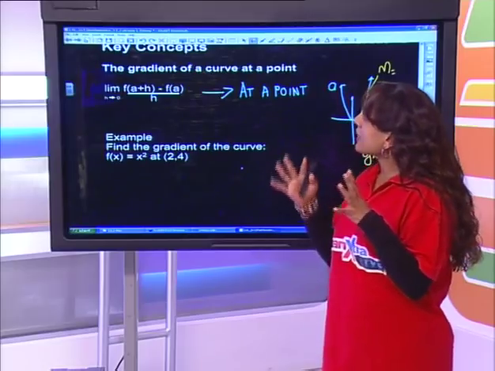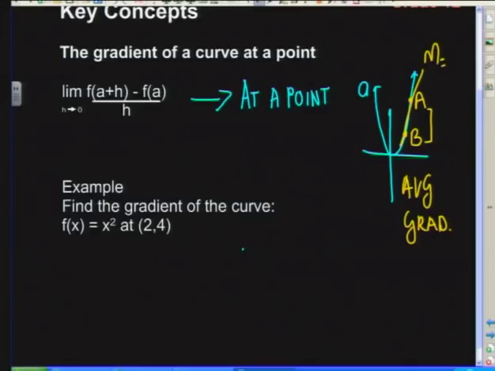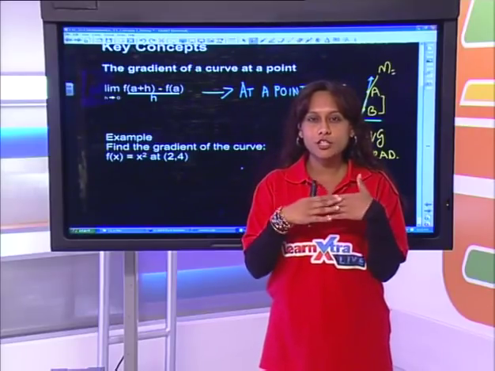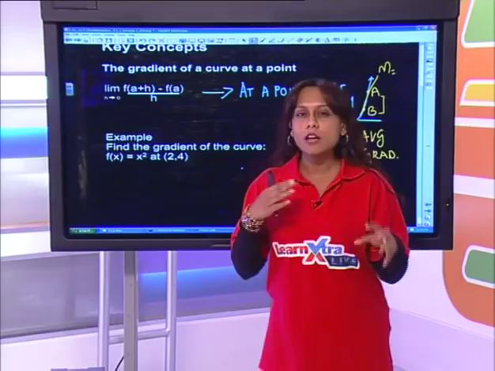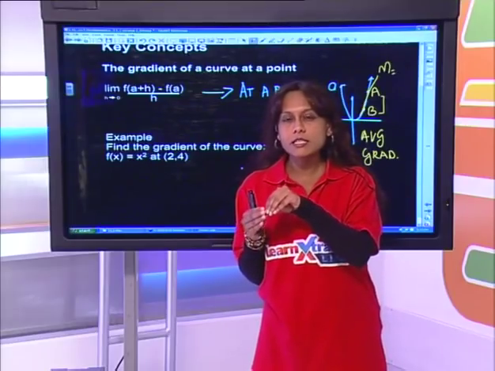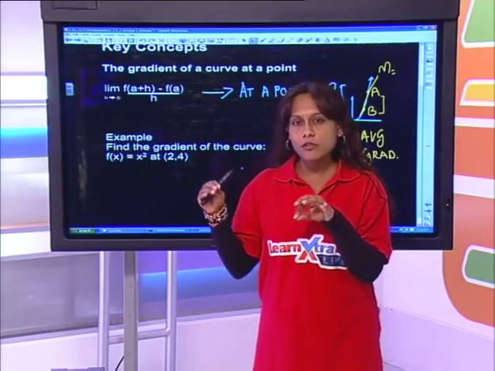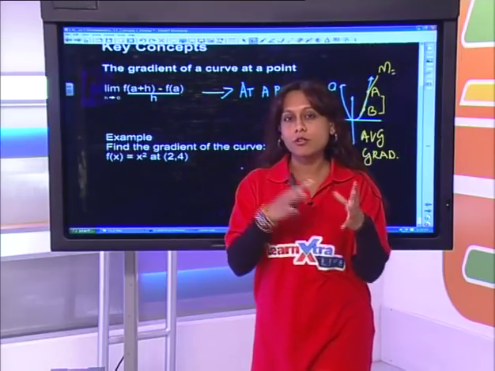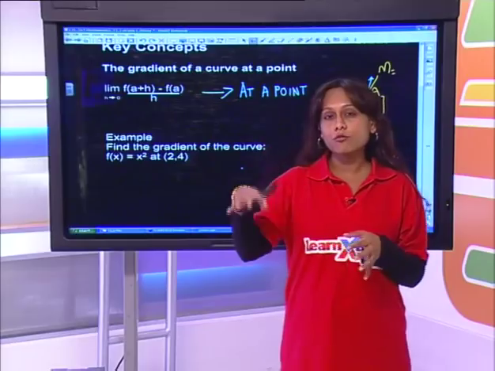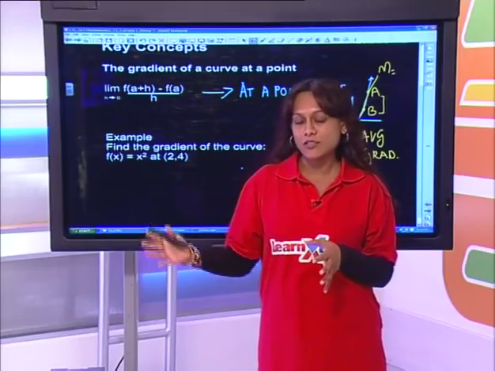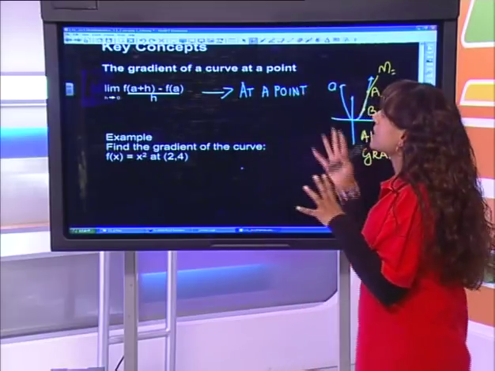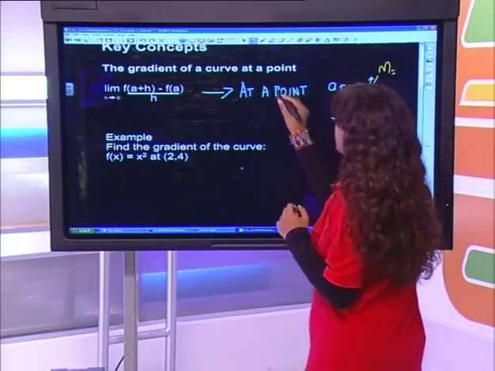Now when we're trying to find the gradient of a curve at a single point, that's when we introduce this concept of a tangent. Remember, a tangent touches the curve at just 1 point, and we said if you want to find the gradient at a point on a curve, you need to find the gradient of the tangent at that point on the curve. Okay, but we're going to do more about tangents in next week's lesson, but I just want to touch on that concept because we are looking at finding the gradient of a curve at a single point.